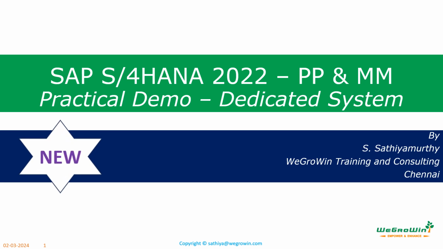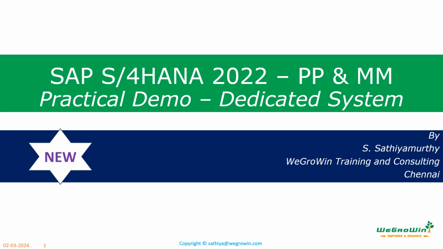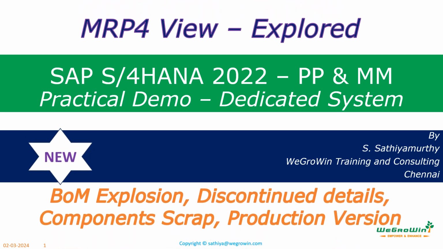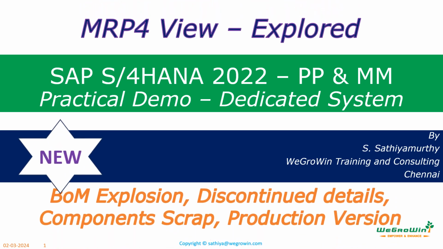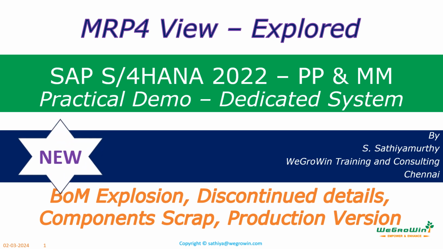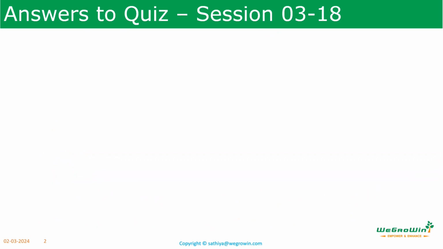Vanakkam. In the previous sessions, we discussed the parameters in MRP1, MRP2, and MRP3 views and created the views for the business case materials. As the next step, we must create the MRP4 view. In this session, we will discuss the various parameters in MRP4 view and create the view for the business case material. So before going to the session, let us see the answers for the quiz we discussed in the last session.